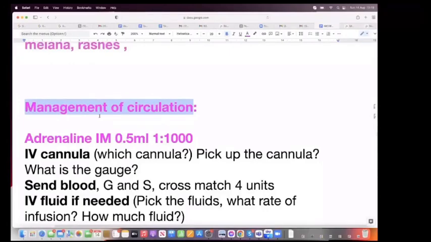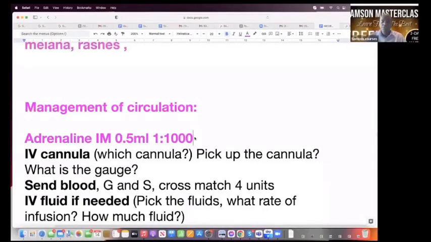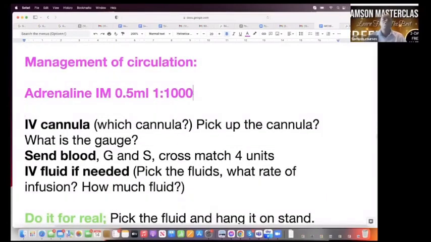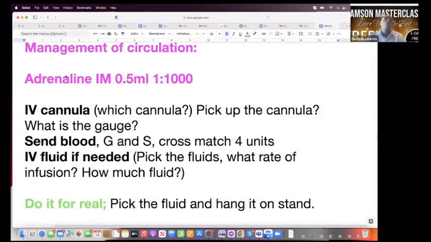Okay, so what are we managing? If it's an anaphylaxis scenario, for example, then the first thing we do straight away is adrenaline IM. Every other scenario, we're going to do what?